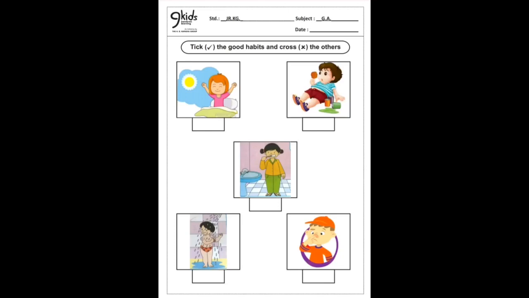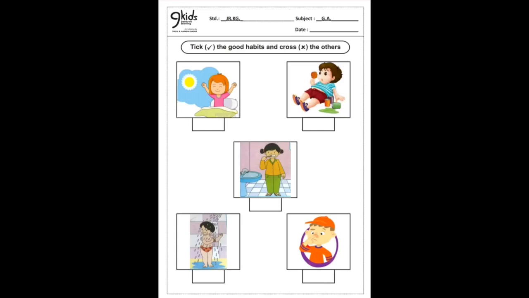Now, the second picture is of a boy spilling his food. You can see in this picture, the boy is spilling his food on the floor. So, is it a good habit or bad habit? Yes, it is a bad habit. So, we will put a cross in the given box.